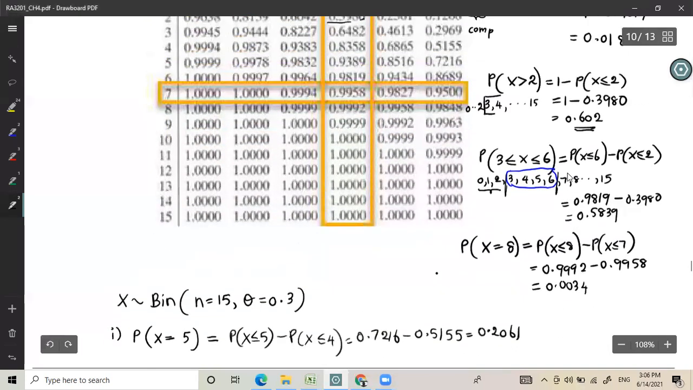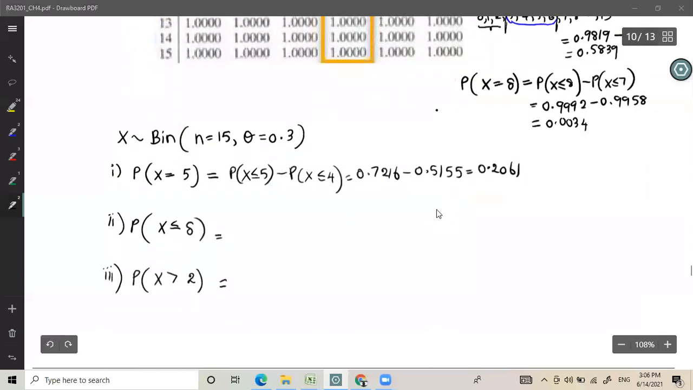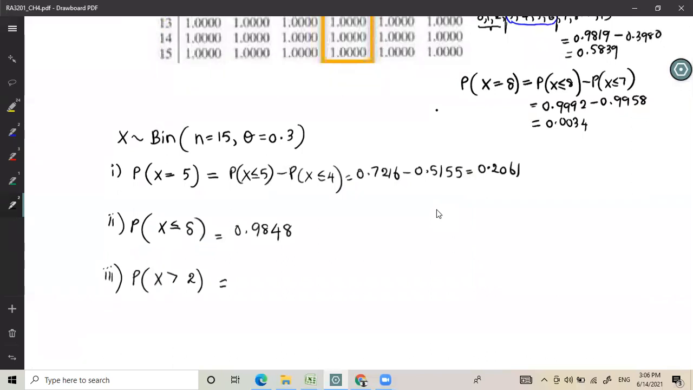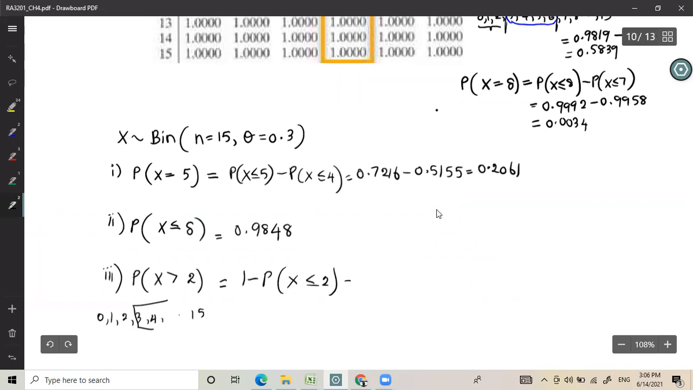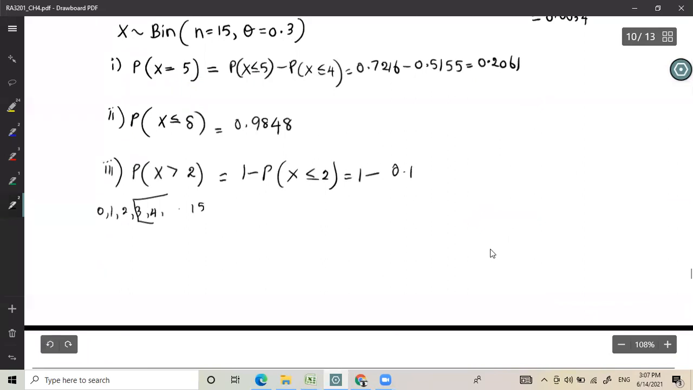What about this one? X less than or equal to 8, straight away you can get it from the table. 0.9848. Yes, 0.9848. This is the easiest one. When you read the table, that is what you get. X greater than 2. So you need everything greater than 2, so 2 is not included. Everything from 3 up. So the complement will be X less than or equal to 2. So what is that? 0.1268. So it is 0.8732. Yes.